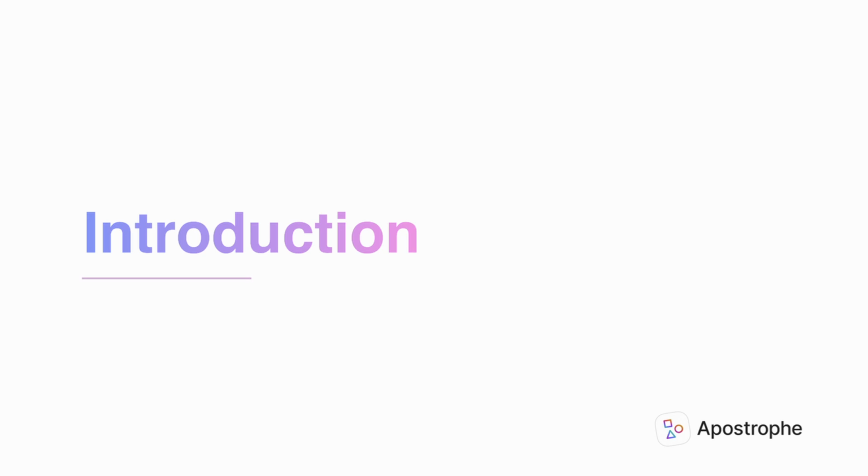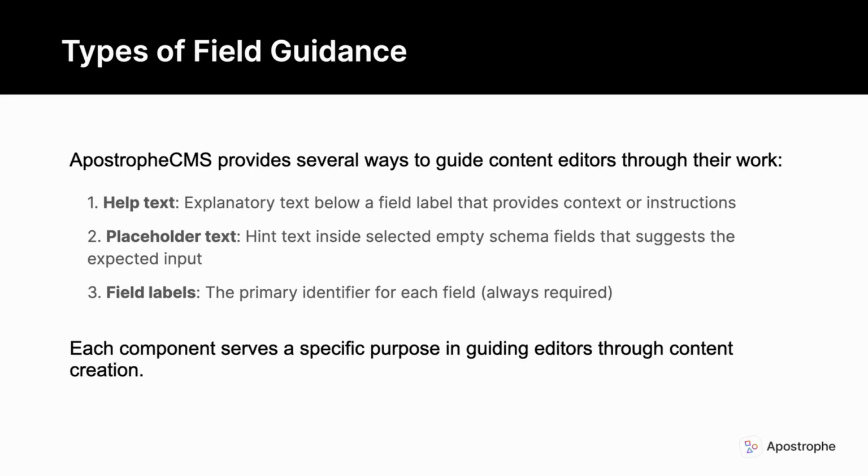This isn't just about being nice to editors. It's about reducing your support burden and creating sites that clients can actually use independently. ApostropheCMS provides several ways to guide content editors through their work. Help text, which is explanatory text below a field label that provides context or instructions. Placeholder text. This is hint text inside empty schema fields that suggests the expected input. And field labels. This is the primary identifier for each field, and it's always required. Each component serves a specific purpose in guiding editors through content creation, and we'll walk through each.